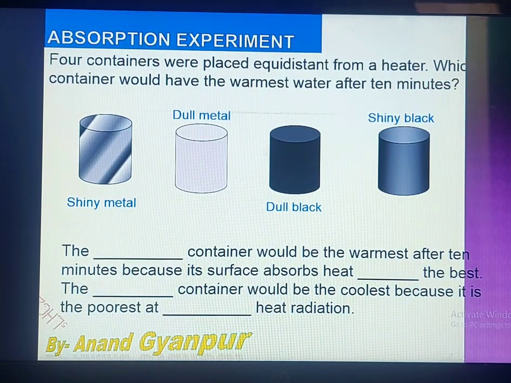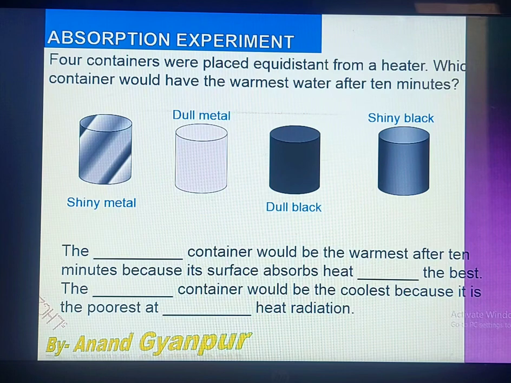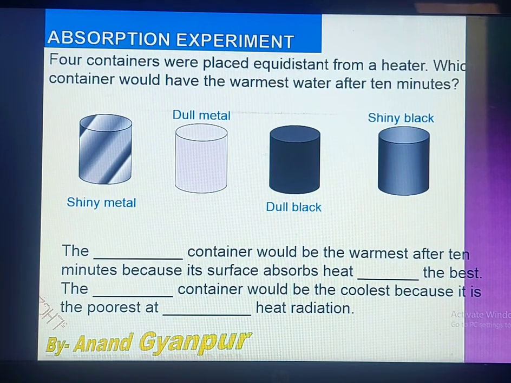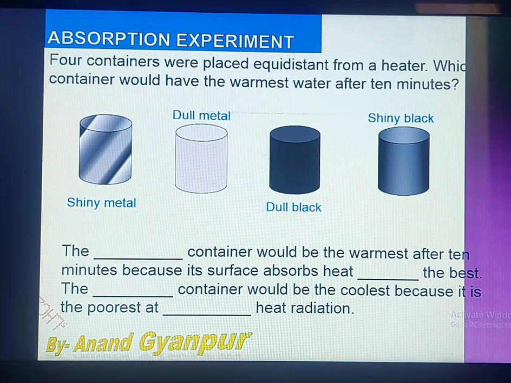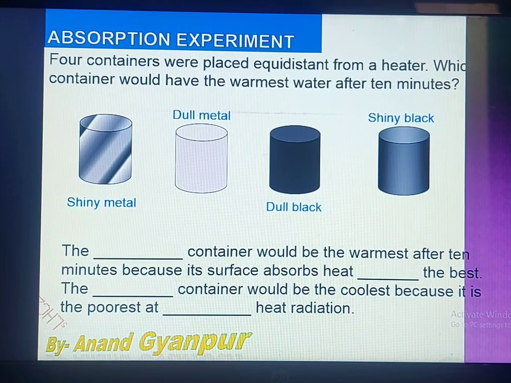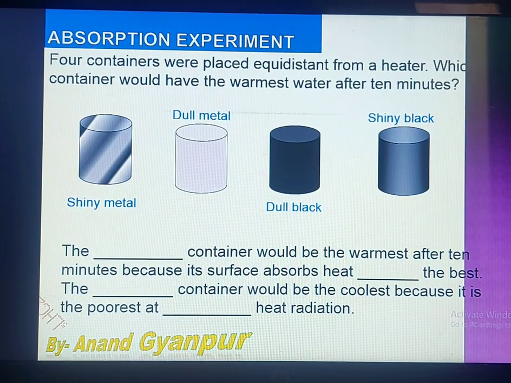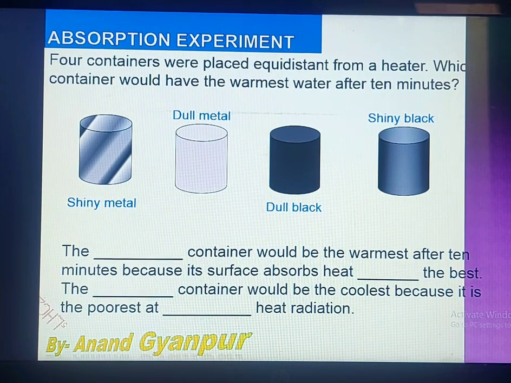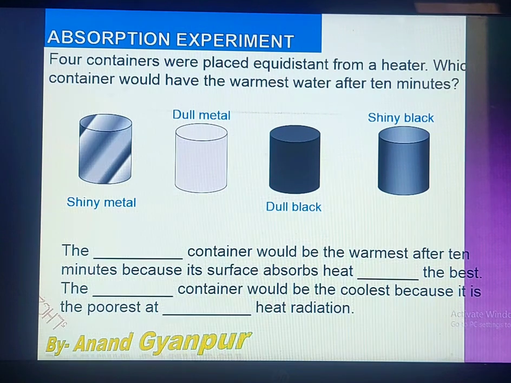Okay, now here is another example, with an absorption experiment. Which is the best object for absorption, meaning which object absorbs the maximum heat energy? Four containers were placed equidistant from a heater. Which container would have the warmest water after 10 minutes? Here are shiny metal, dull black and shiny black. Which has the maximum absorption capacity?